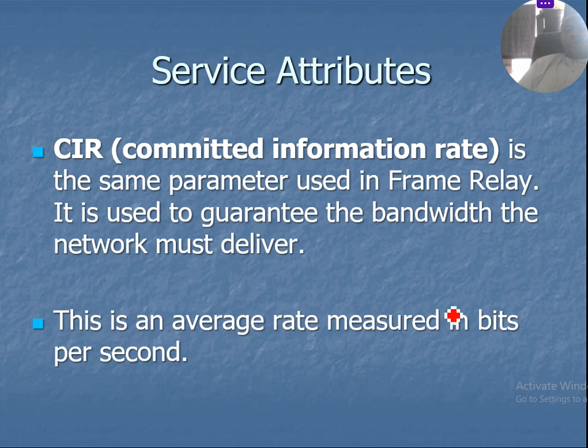Now let's go to service attributes. In service attributes, we have different segmentation that we need to describe. One is the CIR, the committed information rate. The committed information rate is the same parameter used in frame relay. It's used to guarantee the bandwidth the network must deliver. So this committed information rate is to guarantee the bandwidth that a network will deliver.